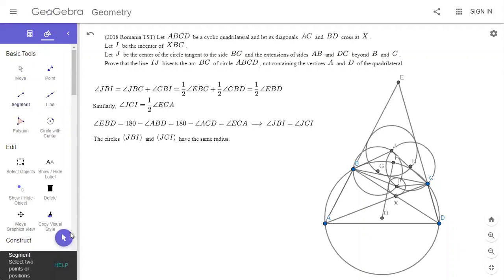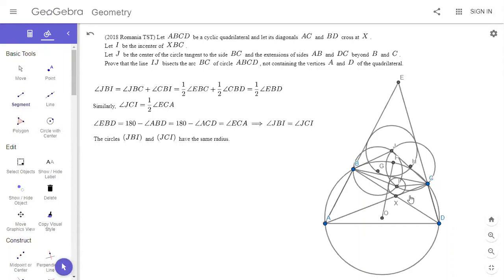At the end, JGIH maybe, yeah, JGIH would be a rhombus, I think. Yeah, because JGIH is a rhombus. That makes sense. Yeah, that's true.